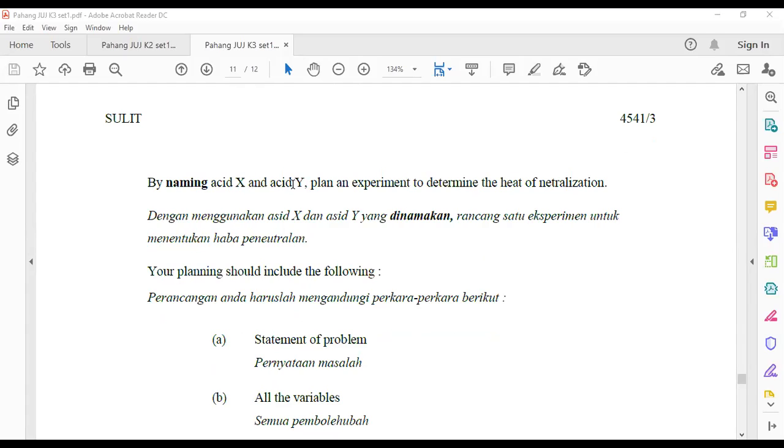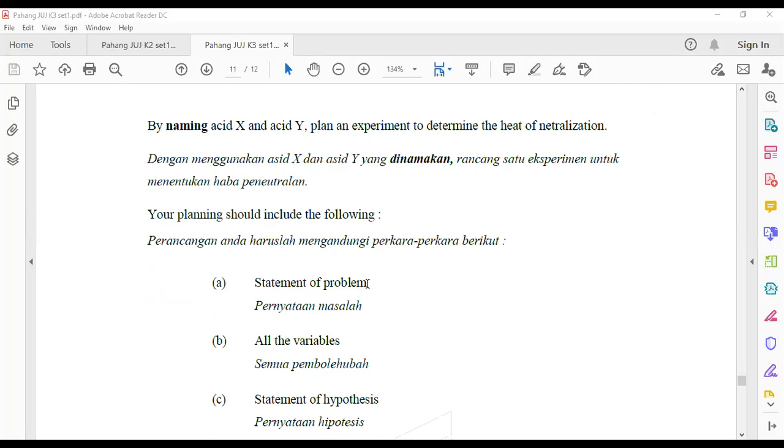Okay, now acid X and Y. What can be X? What can be Y? Now, the X should be a strong acid. The Y should be a weak acid. Therefore, you are going to name any strong acid for X and any weak acid for Y. For example, the X should be the hydrochloric acid and the Y can be the ethanoic acid. Now, the statement of problem. Check your answer. Does the hydrochloric acid and the ethanoic acid affect the value of heat of neutralization when they react with sodium hydroxide solution?